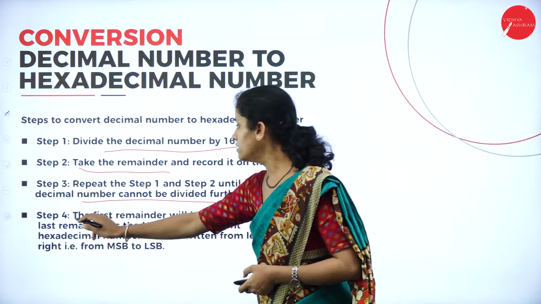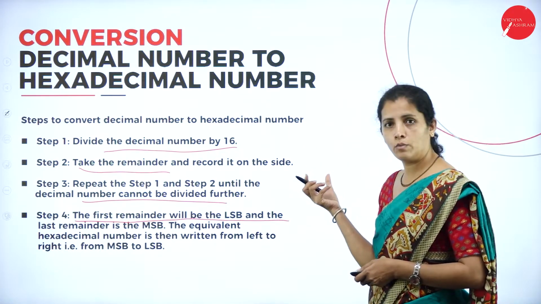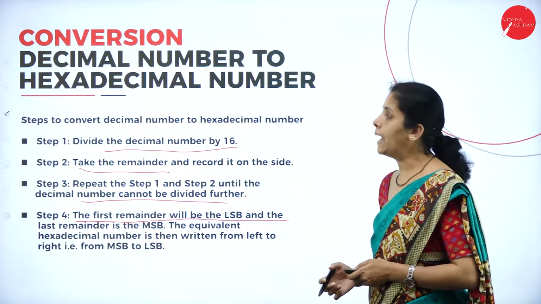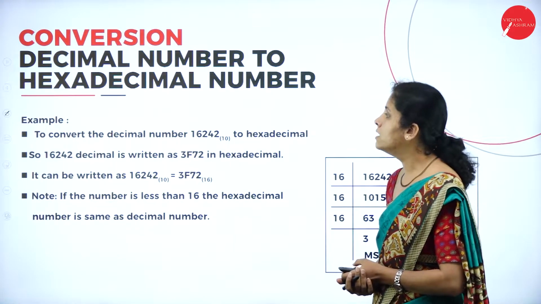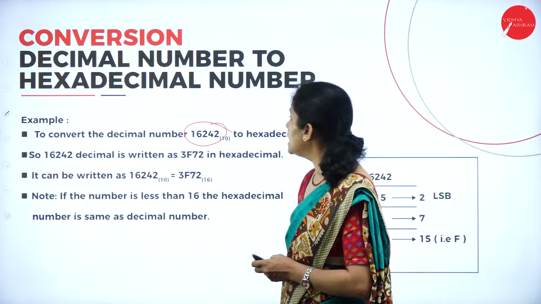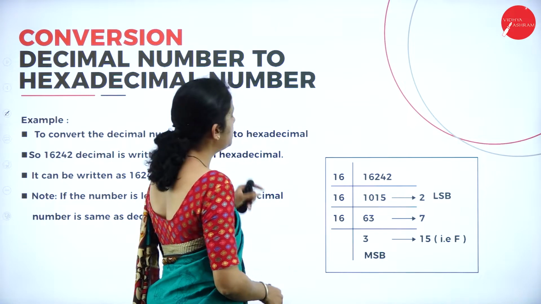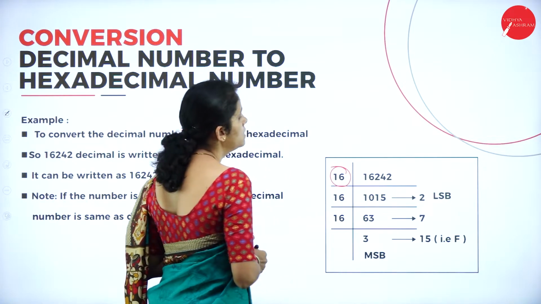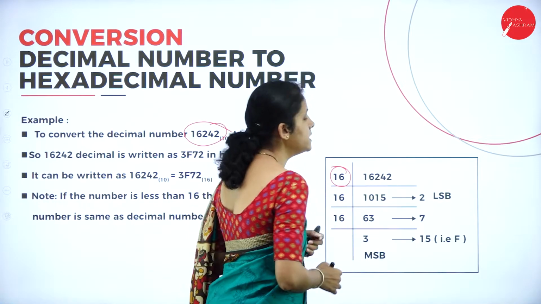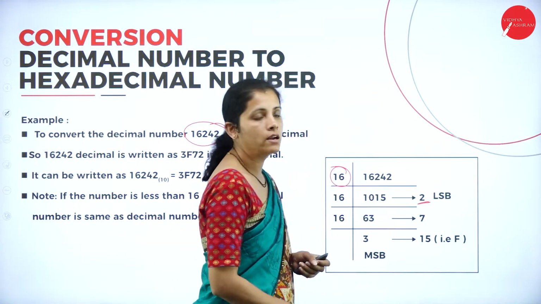And the first remainder will be the LSB. That means whatever the first remainder I'm going to get, that is my LSB, and the last remainder is my MSB, that is most significant bit. Now I'm going to have the number 16243 and I want to divide that number by 16. So 16 times 1015 is 16240, and 3 is my remainder.